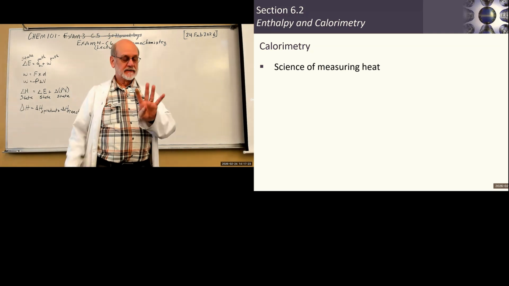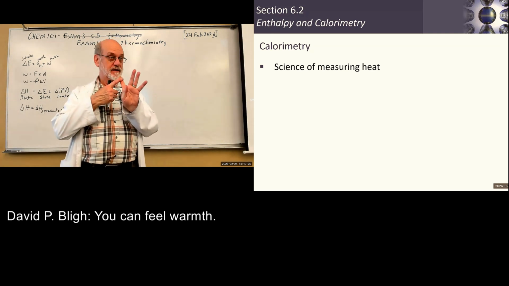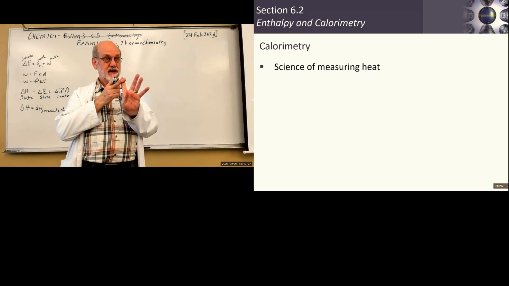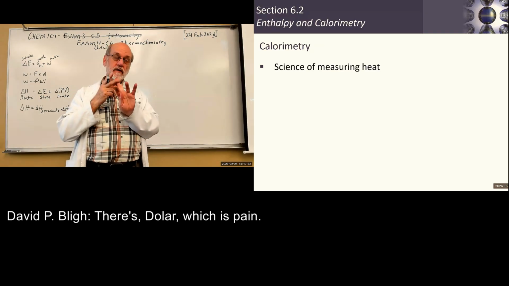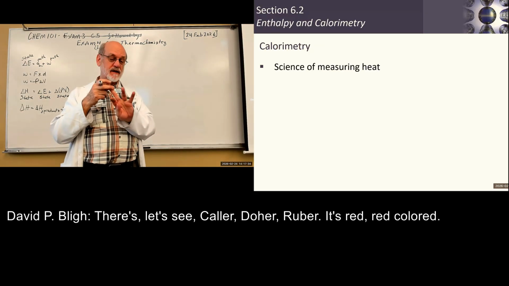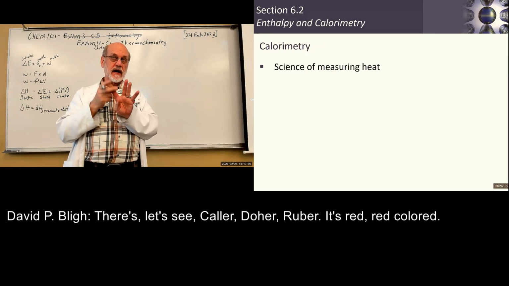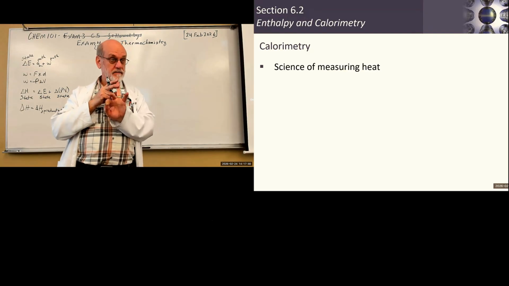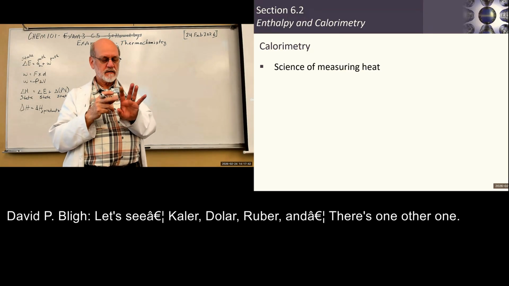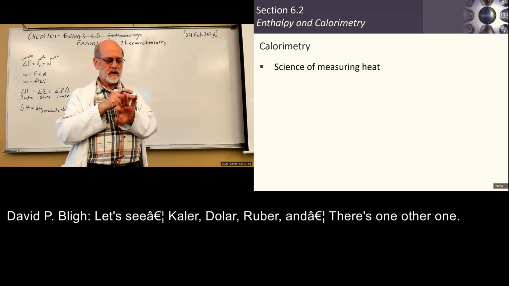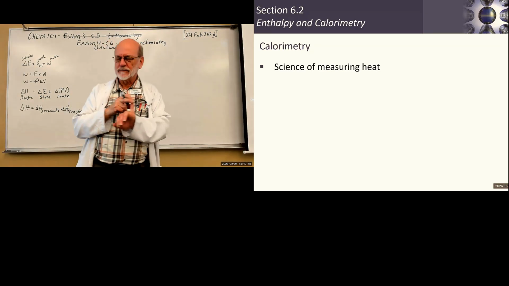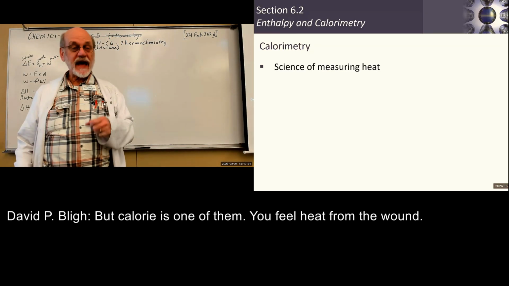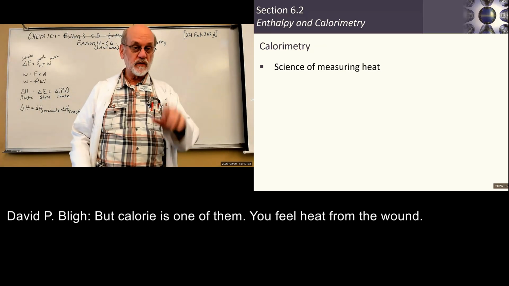There are 4 things. There's calor, right? You can feel warmth from an infection or an injury. There's dolor, which is pain. There's rubor, it's red colored. Calor, dolor, rubor, and there's one other one. I always forget the fourth one. But calor is one of them. You feel heat from the wound.